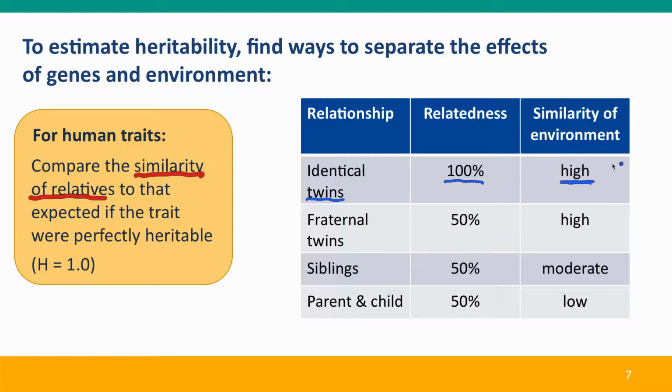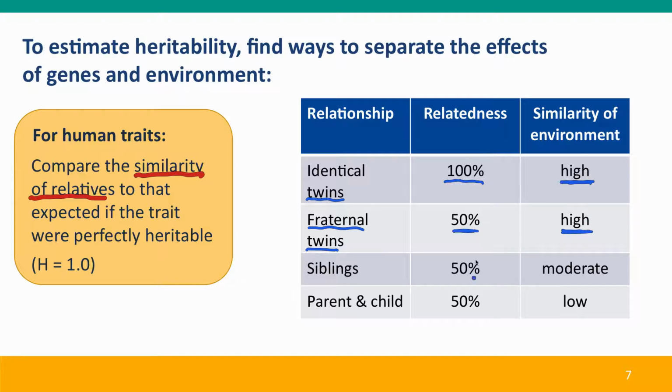We can contrast identical twins with fraternal twins. They have only 50% of their genes in common, but the environment that they grow up in is very similar. The level of similarity between the environments of fraternal twins is very high, like the level of similarity of the environments of identical twins. That lets us see the effect of different levels of relatedness with the environment as constant as we can keep it.